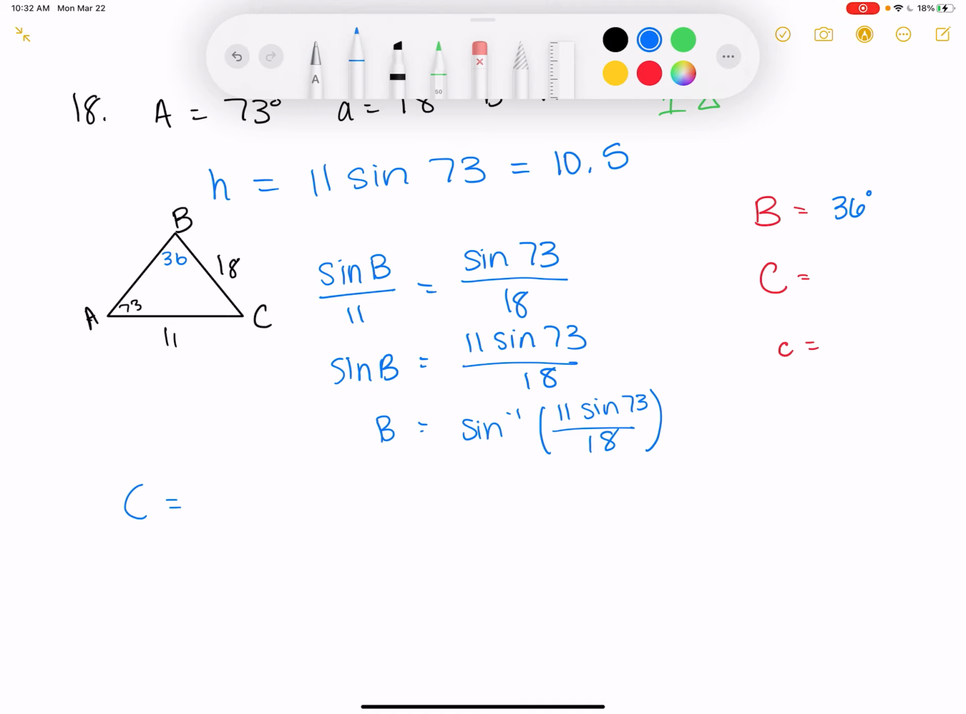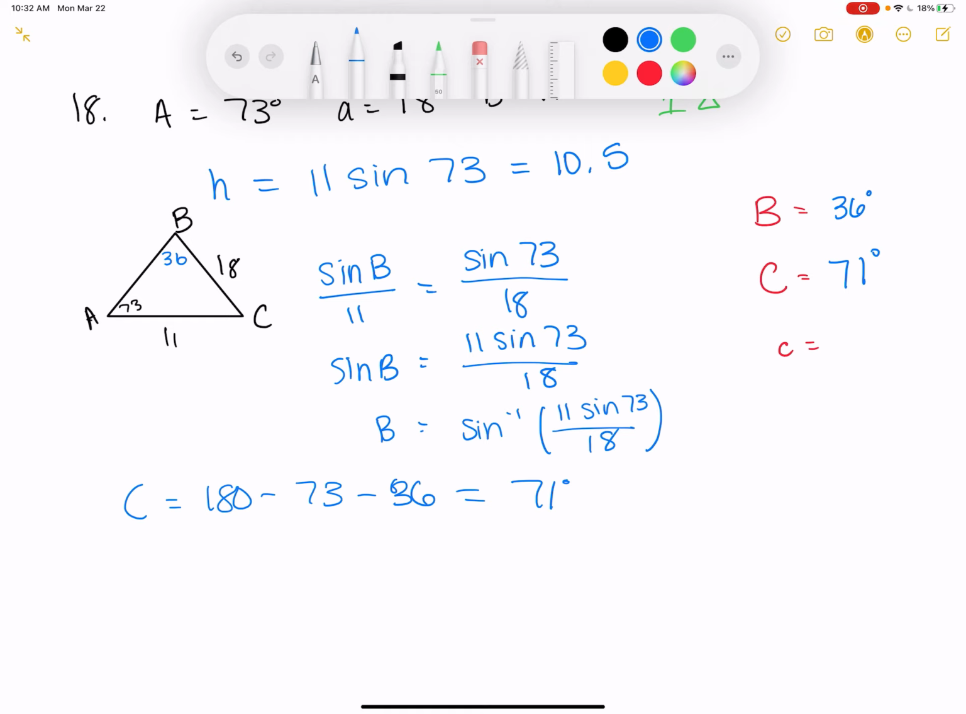You just do the thing we've been doing. I was trying to do 80 and 80, and I was like, that's not adding up right. Then I realized 80 and 80 isn't 180, it's 160. So, angle C is 71 degrees.